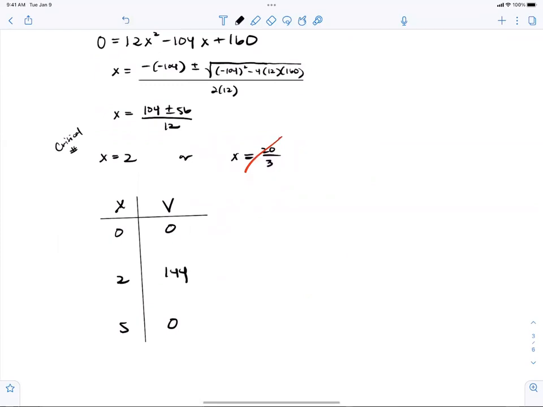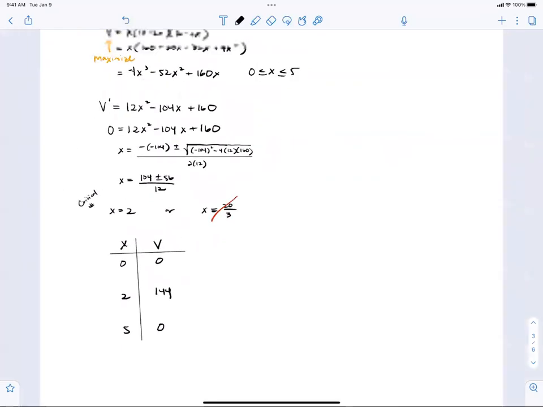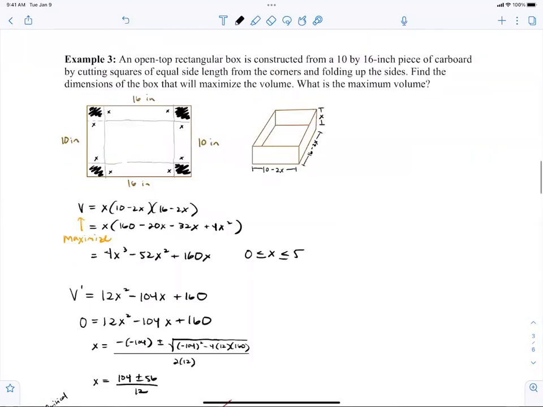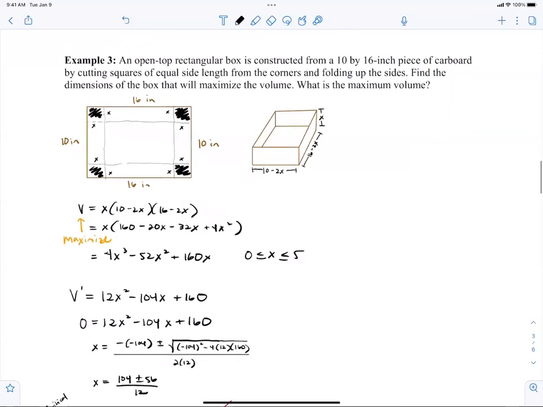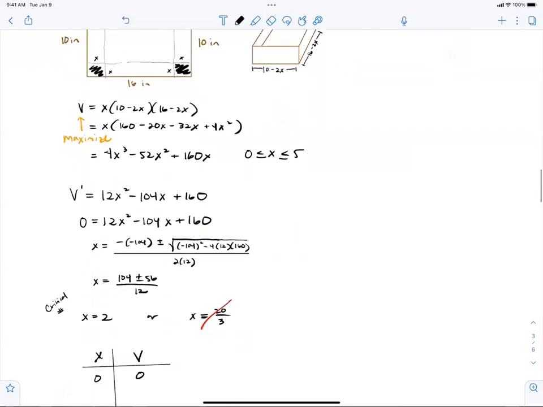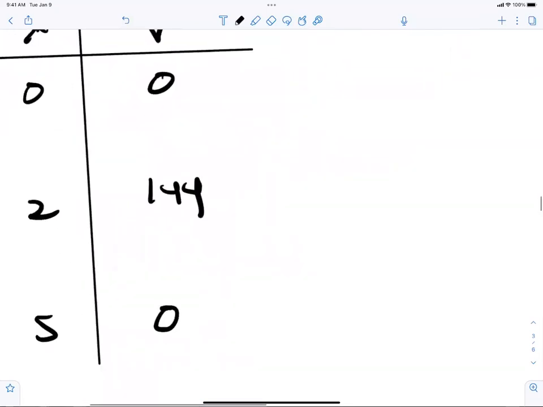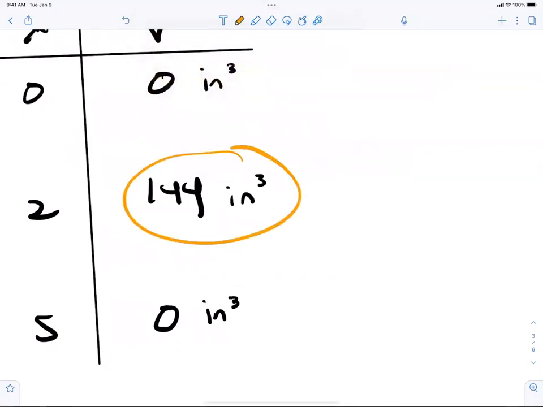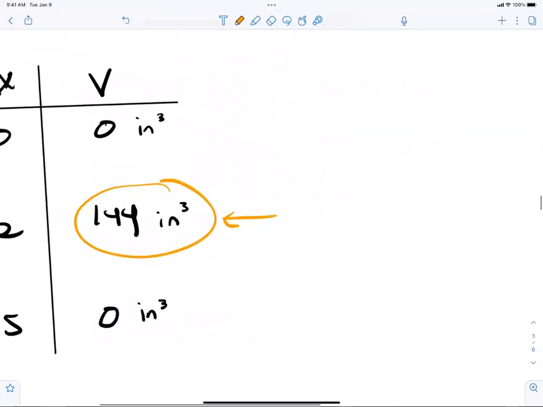What would the units be? Meters cubed. Read the question carefully. Inches cubed. You guys reference the question multiple times. Don't mistake the units. So this ends up being the absolute maximum.